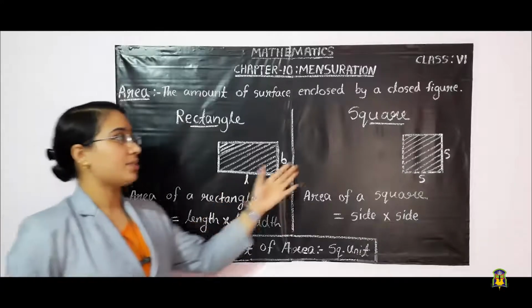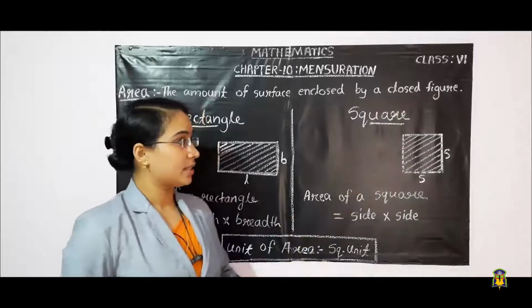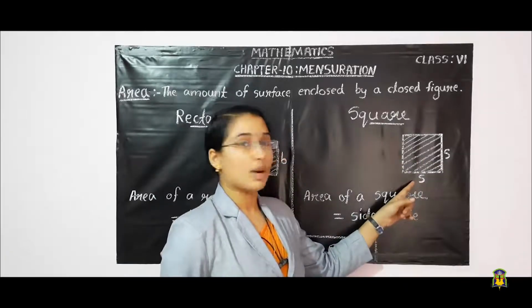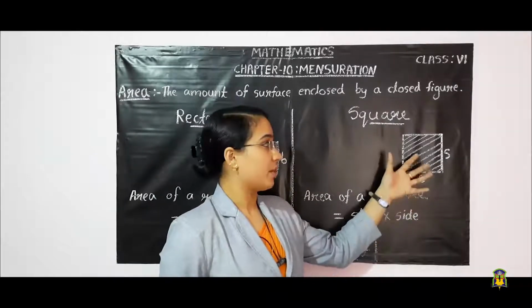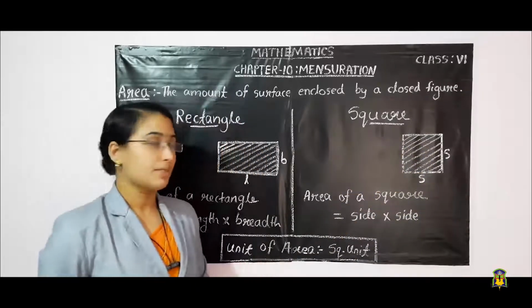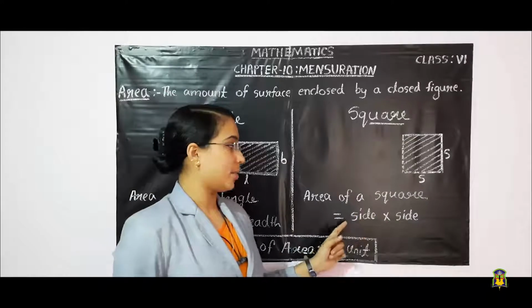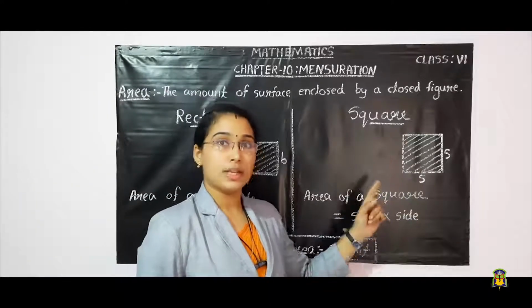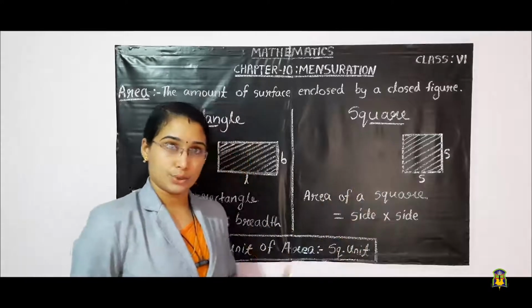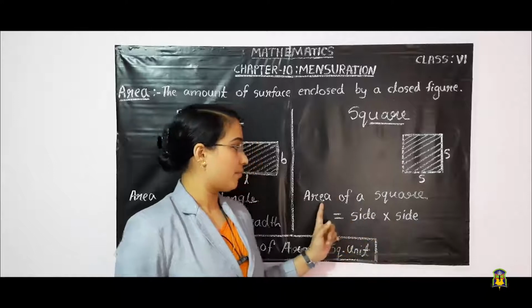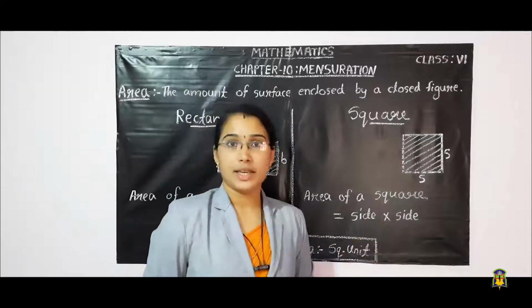Okay. Then next one is square. Here you can see one square with all sides equal, and I denoted one side as S. We want to find out the area of the square. What is the formula? Area of a square is equal to side into side. All sides are equal, so we can take any two sides. So side into side, this is the formula for finding the area of a square.